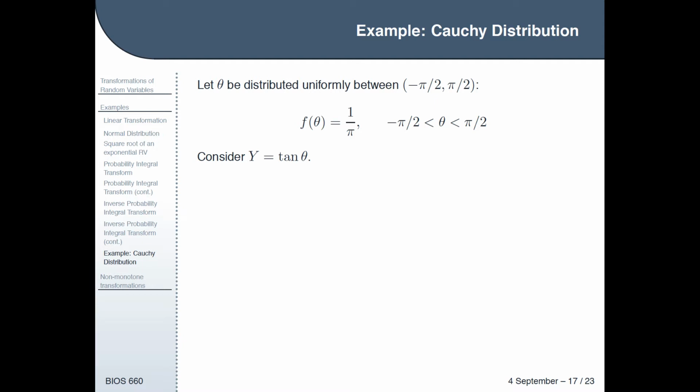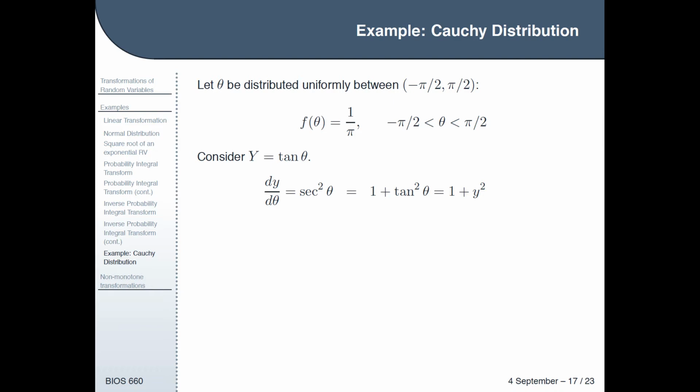So, to generate a Cauchy random variable, say that we're simulating random numbers theta between minus pi over 2 and pi over 2. You can easily show that the density function would be 1 over pi for theta between minus pi over 2 and pi over 2. If your random number generator only generates between 0 and 1, it's easy enough to do a transformation into that interval. So let's say we do a transformation on these theta, and we call this transformation y equals tangent of theta.